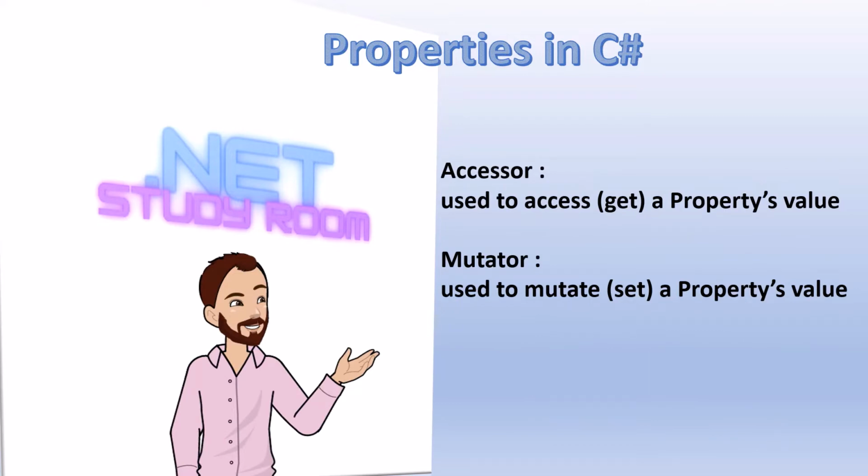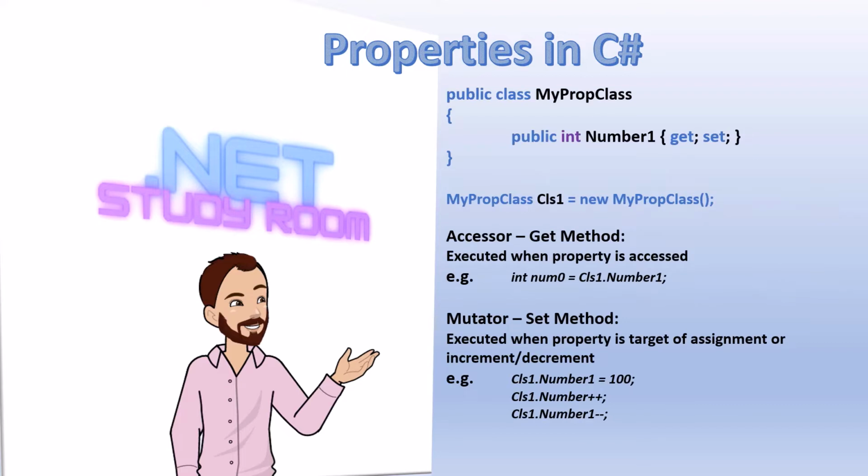Accessor, as the name suggests, is a function which is used to access the value of a property. To mutate means to modify. So, a mutator is a function which is used to change or modify the value of a property. A get method, or accessor, is executed when you use a property on the right-hand side of an assignment operation, or simply when you access the property. A set method, or mutator, is executed when the property is the target of an assignment operation, or an increment or decrement expression.